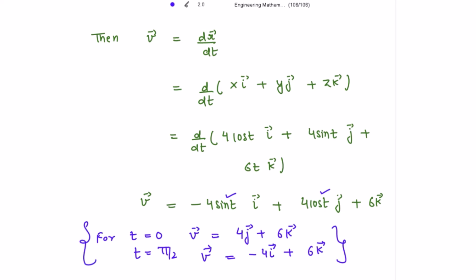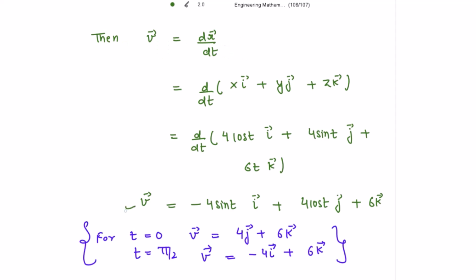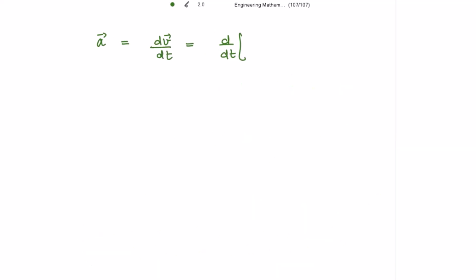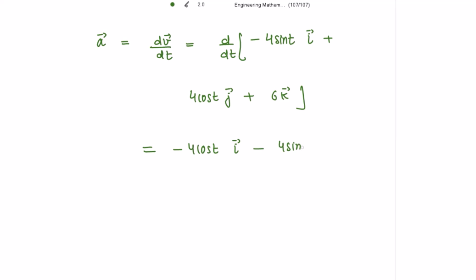Now let's find the acceleration. What is the formula for the acceleration? It is derivative of the velocity with respect to time, right? So it is d by dt of v vector, that is minus 4 sin t i plus 4 cos t j plus 6k. Let's differentiate this with respect to time. So it is minus 4 cos of t i vector minus 4 sin of t j vector. That's it. The derivative of 6 is 0.